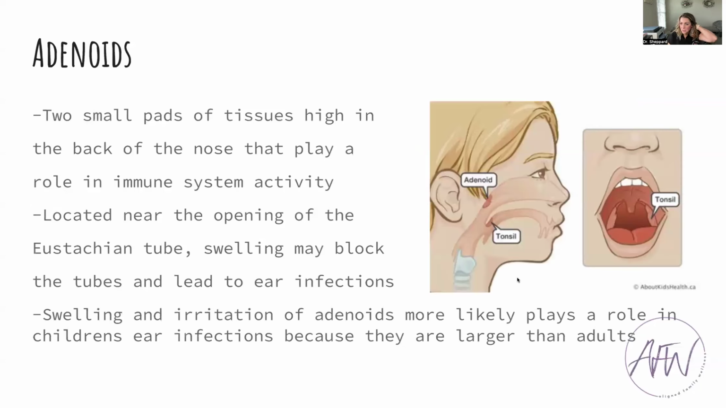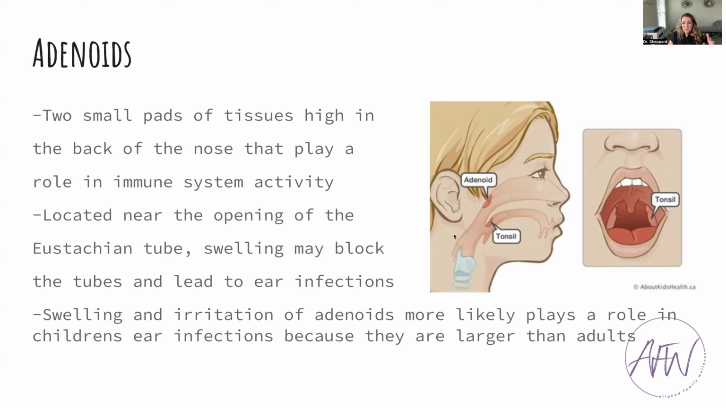Okay, so let's talk adenoids. Most of you don't even know where the adenoids are. So I found a great picture of adenoids and tonsils. Adenoids are two small pads of tissue high in the nose that play a role in the immune system activity. You can see where those adenoids live back here in the back of the throat, close to the ear. They're located near the opening of the eustachian tube. Swelling of the adenoids may block the tubes and lead to ear infections. So that's why they're saying, let's just take the adenoids out because they're big. They're probably swelling and causing issues on the eustachian tube.